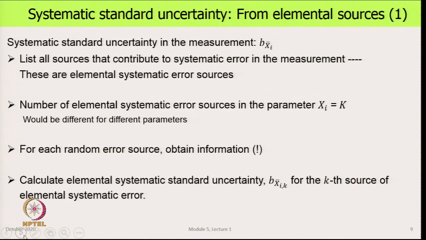So, that was about random uncertainty. Now, we look at systematic standard uncertainty. And as I mentioned, for systematic standard uncertainty, there is only one way to estimate it, that is from the elemental error sources.